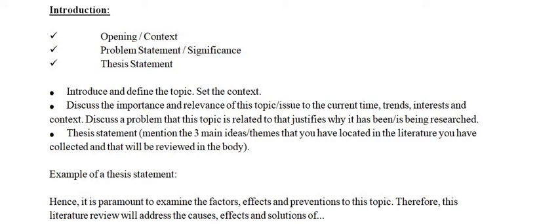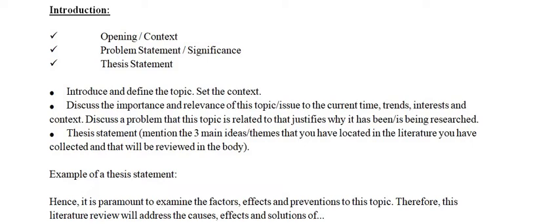Hi, today I'm gonna talk about how to write a literature review. The literature review includes three major parts. We have the introduction, the body, and the conclusion. Today we will focus on how to write the introduction and what are the main elements that should be present in any introduction.